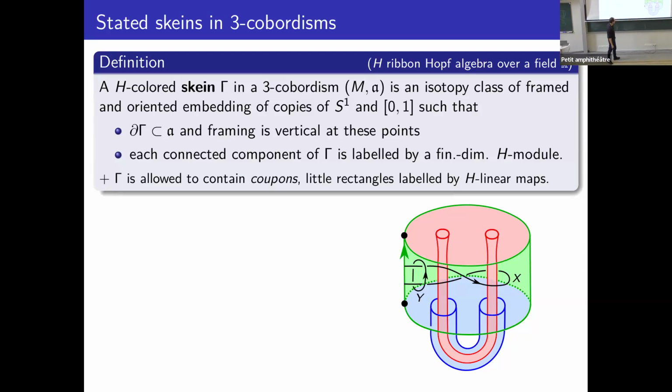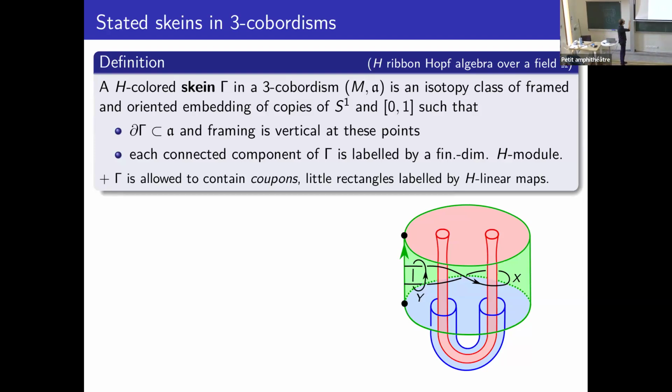Framing means that you have a little thickening of all of this. It is not just strands. It is ribbons, okay? And the second condition requires that the framing is vertical at the arc. It means that if you have a ribbon, the ribbon will arrive like this at the arc, cut at the arc transversally. And H-colored means that each connected component is labeled by some finite dimensional H-module, like in the Reshetikhin-Turaev ribbon graph invariant, the same kind of stuff. So these are more or less ribbon graphs embedded in three-manifolds.